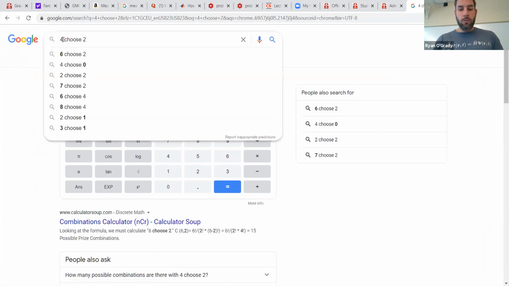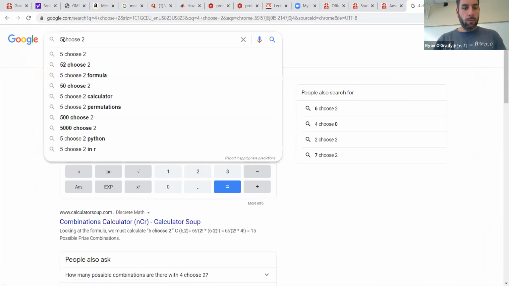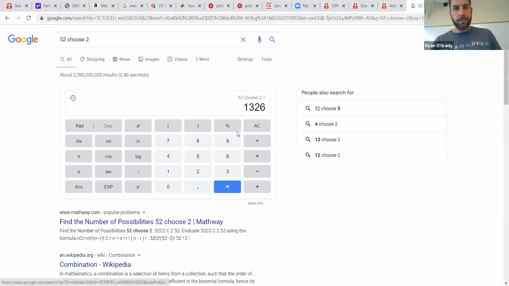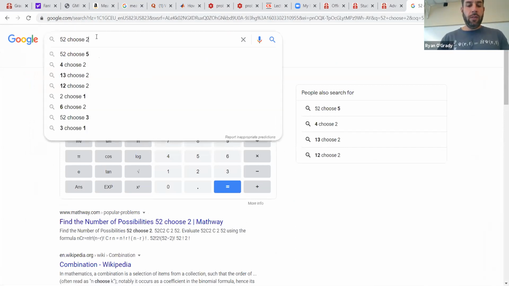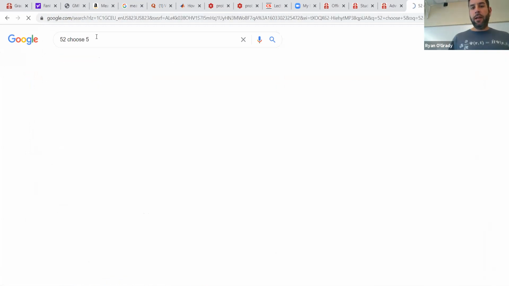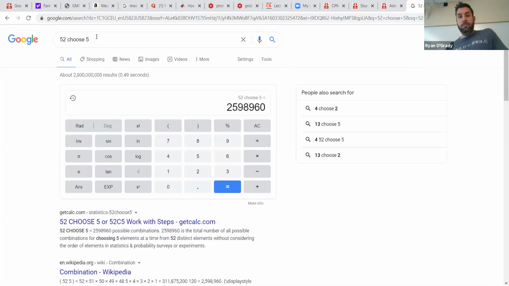And if I do, say, 52 choose 2, I get 1,326. How about, here's a cool one. What is 52 choose 5? So how many possible poker hands are there? It's a big number. 2,598,960 possible poker hands. Again, why am I using choose for poker hands? Well, it doesn't matter. If I get a straight, it doesn't matter what order I get the straight in. Does that make sense?